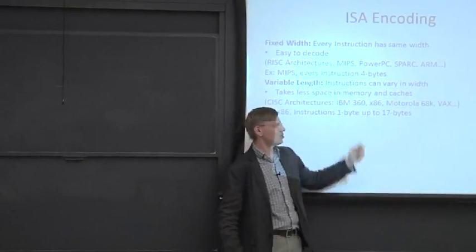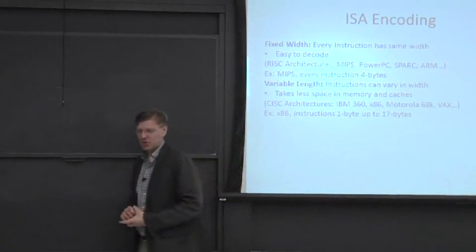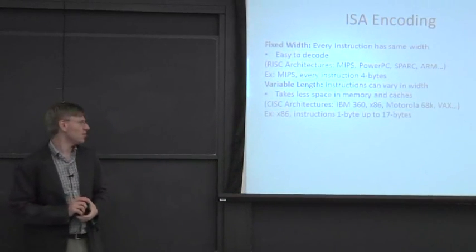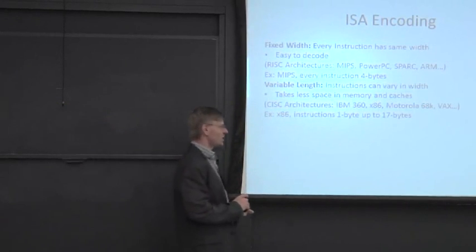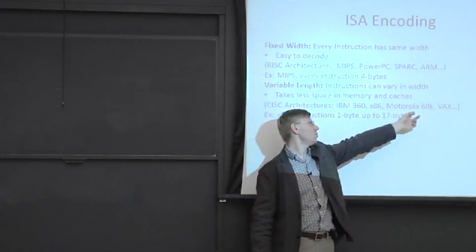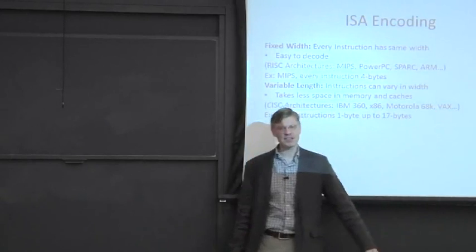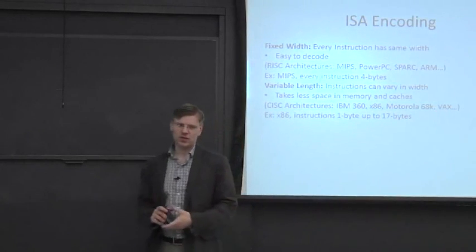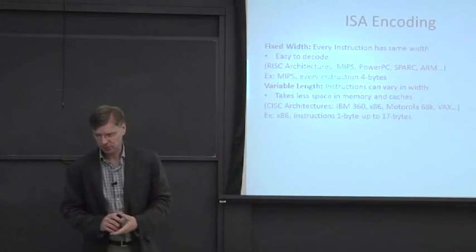And some CISC architectures, you have IBM 360 is a good CISC example of a complex instruction set architecture. There's x86, Motorola 68K, VAX. These are all variable length instruction encoding architectures.